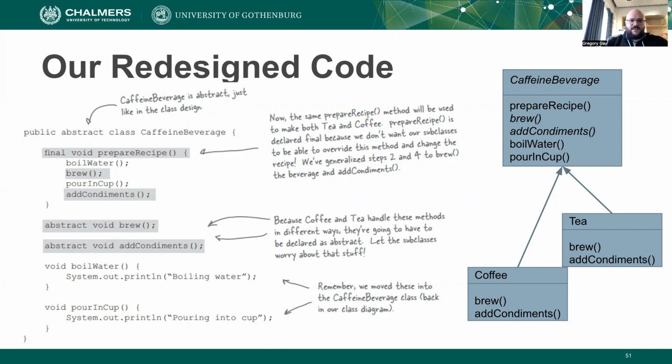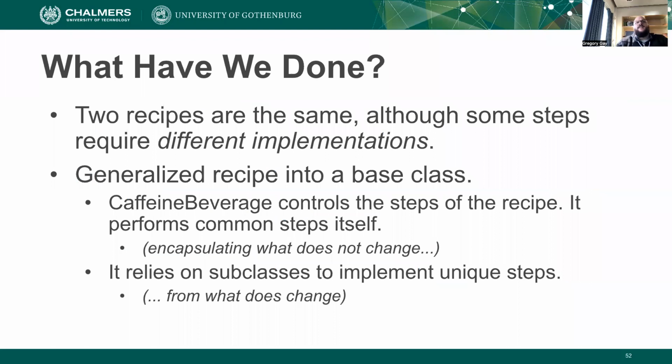So we need to deal with the coffee and tea classes, and they now rely on caffeine beverage to handle the recipe. They just need to handle the differing parts, the brewing and the condiments. So what have we really done here, right? Well, we've recognized that two recipes are essentially the same, although some of the steps require different implementations. So we've generalized the recipe and we placed it in a base class. Caffeine beverage knows and it controls the steps of the recipe. It performs the common steps itself. So we've encapsulated what does not change and rely on the subclass to implement the unique steps, what does change.